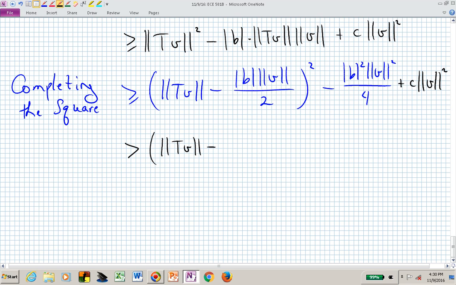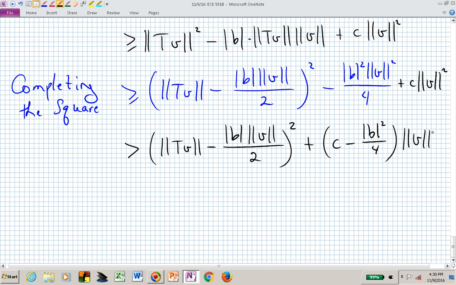I have the norm of Tv minus the absolute value of b over the norm of v divided by 2, squared. And now I can say, let me say, c minus the norm of b squared over 4 times the norm of v squared. And as long as I ensure that this is greater than 0, because v we said was non-zero, so the norm of v squared is a positive number.